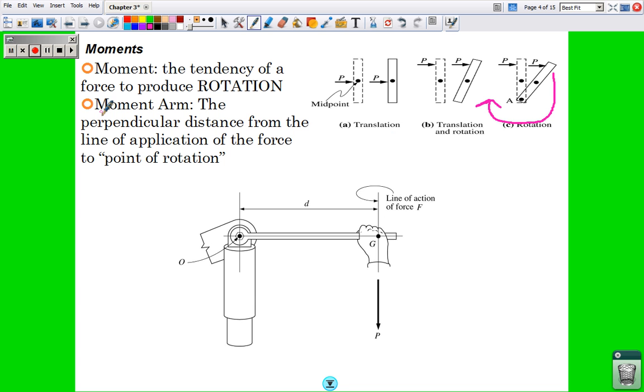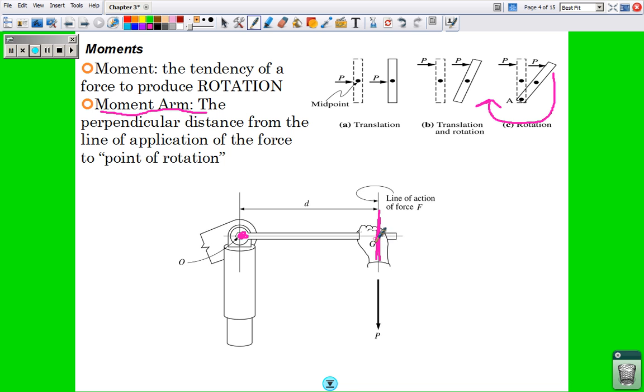Right? The moment arm is the perpendicular distance from the line of application to the point of rotation. All right. In this picture, this is the line of application. This is the point of rotation. All right? So this distance D is the perpendicular distance.